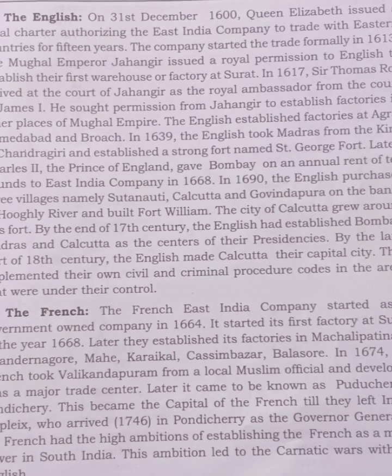at Surat. In 1617, Sir Thomas Roe arrived at the court of Jahangir as the royal ambassador from the court of James I. He sought permission from Jahangir to establish factories in other places of the Mughal empire. The English established factories at Agra, Ahmedabad, and Bharuch in 1639. The English took Madras from the king of Chandragiri and established a strong fort named St.